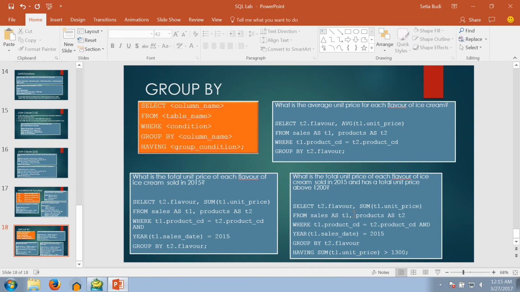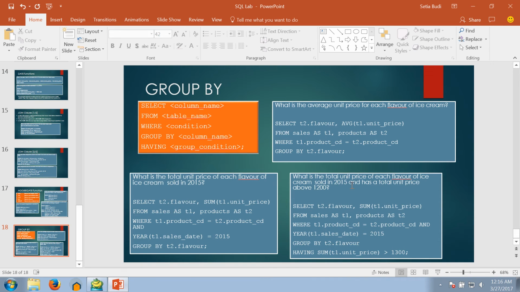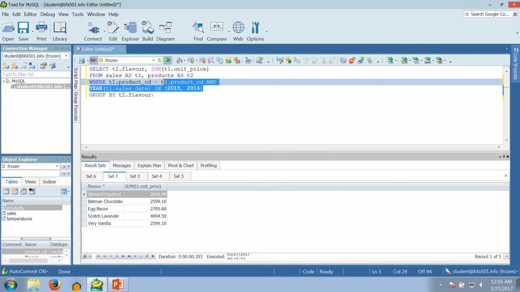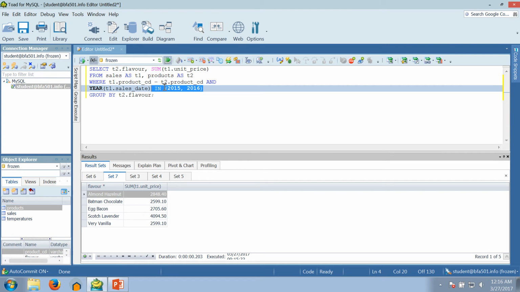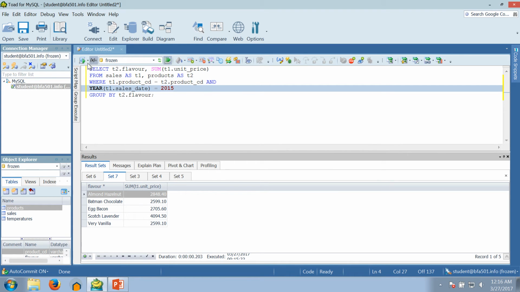And let's move on to the next case. The next case is, what is the total unit price of each flavor of ice cream sold in 2015 and has a total unit price above 1200? So we only want to see the ones that have a unit price above 1200. This one is 2015. I will switch back to 2015 only, equal to 2015. I'm gonna execute this query.